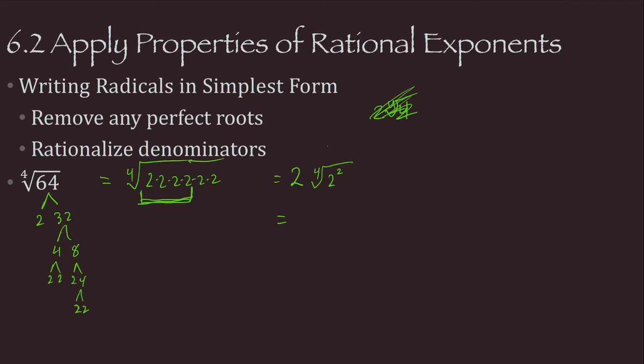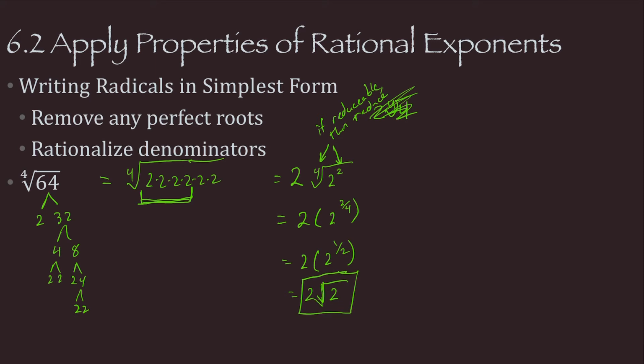Why? If the index and exponent are reducible, then reduce. Because that's the same thing as 2 to the 2 fourths. So remember, the index is the denominator of the exponent. And the 2 over the 4 reduces, so it could be 2 to the 1/2, which is the square root of 2. And I moved it back to a square root because the original problem was in radical form.